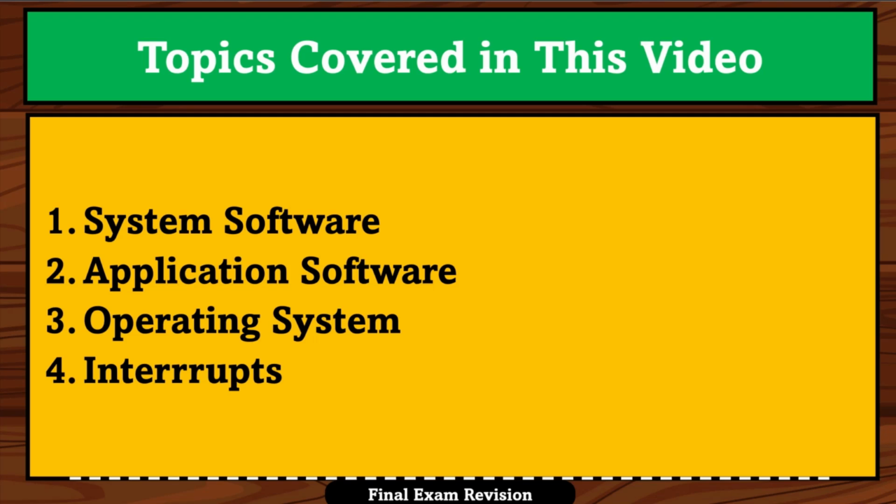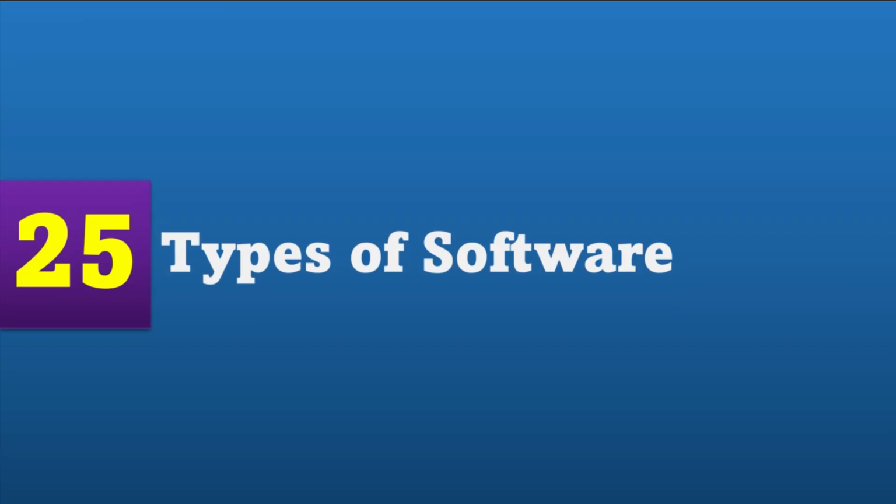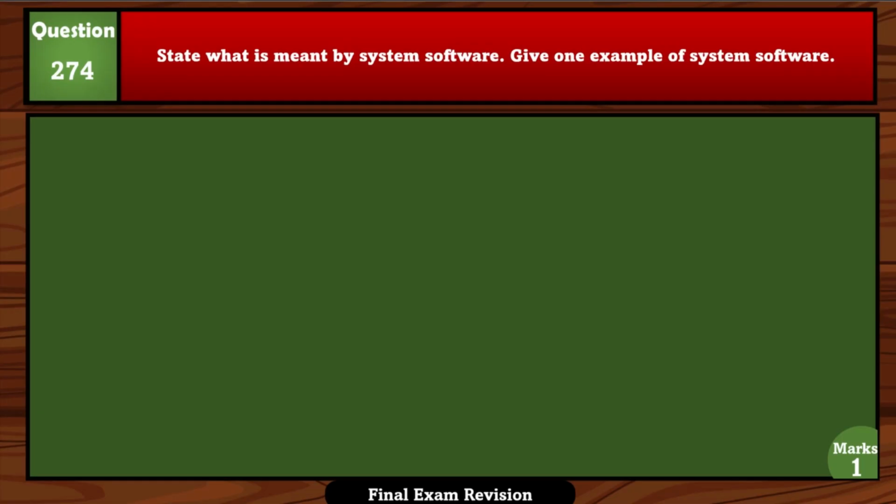In this session, we'll be reviewing past paper questions on key topics such as system software, application software, operating system, and interrupt. So let's get started. Topic 25, types of software. System software. Question 274. State what is meant by system software. Give one example of system software.